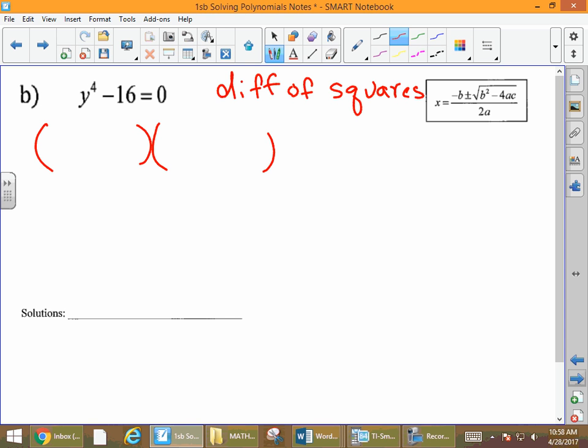We can start just like we did on 1a. Y to the fourth, we can break it apart. We can take the square root. Y to the fourth is y squared times y squared. And 16 is 4 times 4. Difference between two squares, different signs.